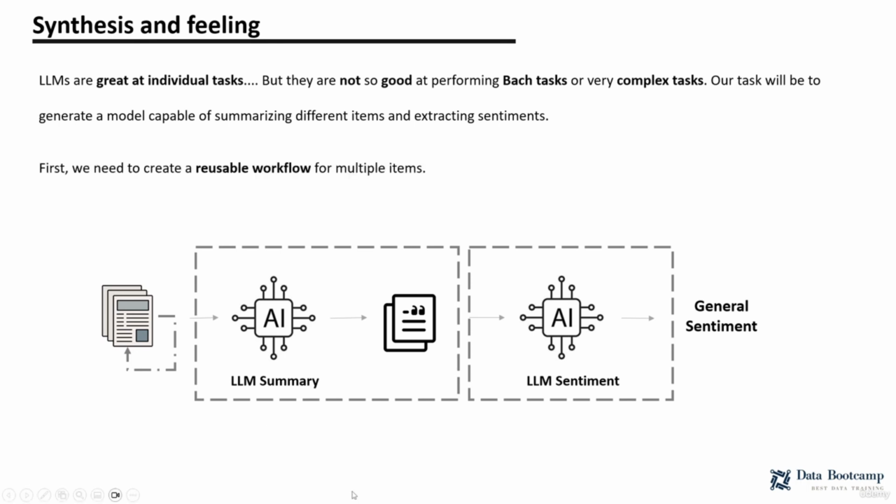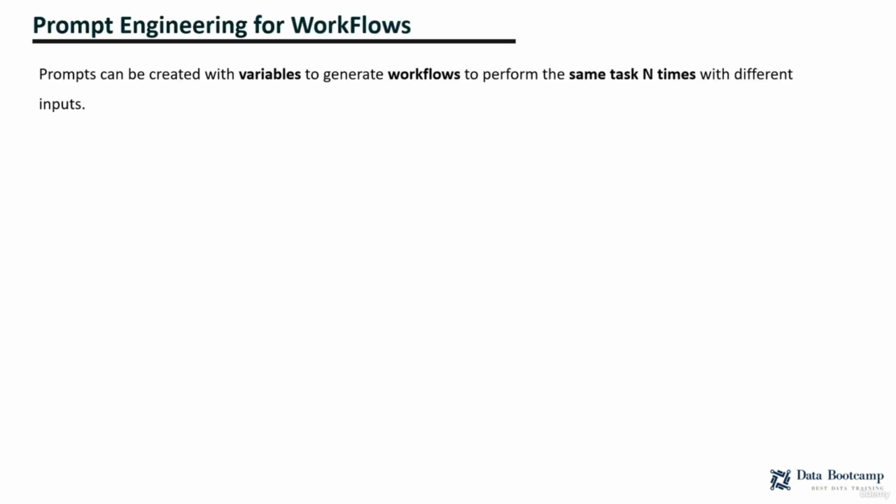A better strategy could be to take one article at a time, pass it through a specific large language model to generate summaries, and then, from the output of that summary, feed it into another specific large language model for sentiment analysis. This modular approach would enable us to build reusable and flexible tools that could address a task in different stages for different elements, in this case, for different articles. To implement this, we will turn to prompt engineering and workflows. We can create prompts with input variables to generate workflows that allow us to carry out the same task as many times as we have inputs.